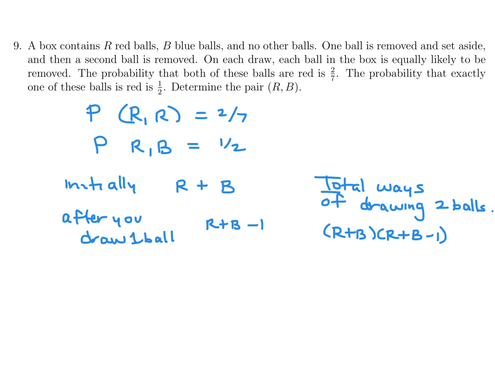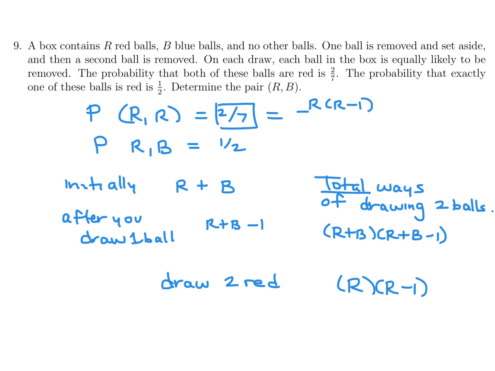Okay, so that's the total. Now, if we want to draw, say, 2 red, you would draw the first ball, you have R possibilities, and for the second ball, you have R minus 1 possibilities. So this 2 over 7 really is calculated as follows. It would be R times R minus 1 all over the total, which is R plus B times R plus B minus 1. Got it? Okay, so we'll call that equation 1.